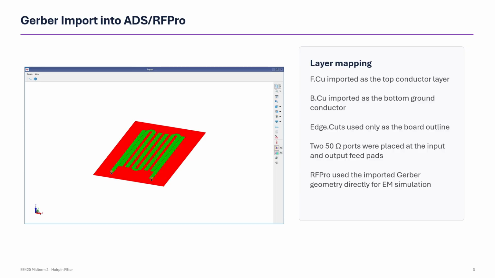After that, I was able to simulate it using RF Pro, importing the front copper layer as the top conductor and the back as the bottom conductor, and we're specifying the size of the board using the edge cut layer, and putting two 50 ohm ports at the input and output respectively, and referencing the bottom copper layer as ground.